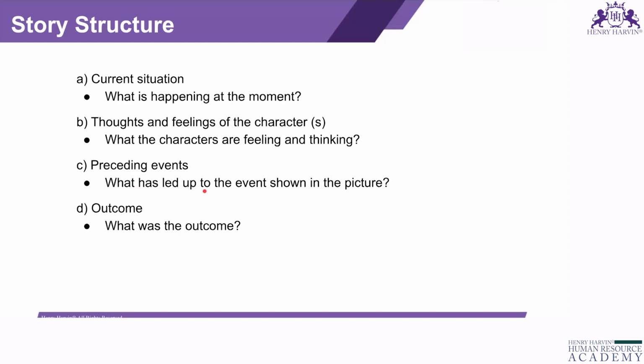Then preceding events: what has led up to the event shown in the picture? Outcome: what was the outcome of whatever story you told me, or whatever future events happened? The basis of whatever answers you give, whether you're being too negative, whether you're being too optimistic, whether you're being an introvert or an extrovert, all these characteristics are going to be understood depending on what answers you are giving for these particular questions. Okay.